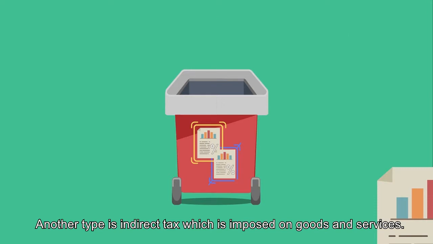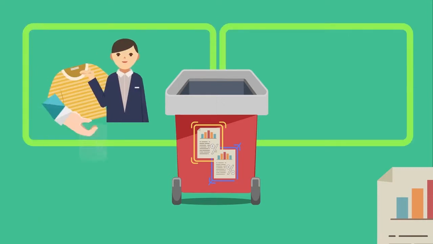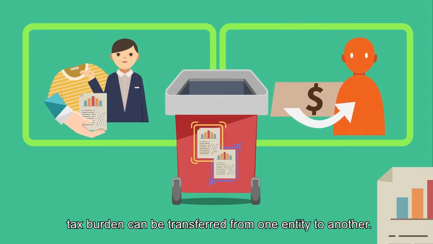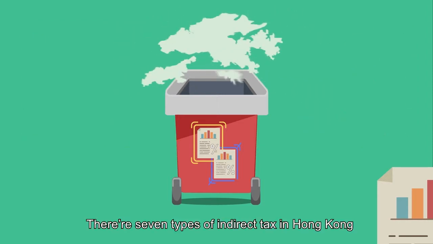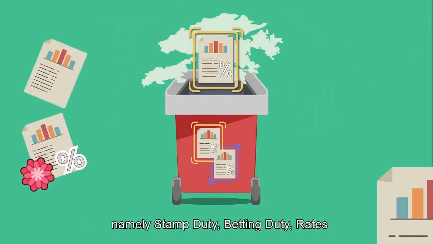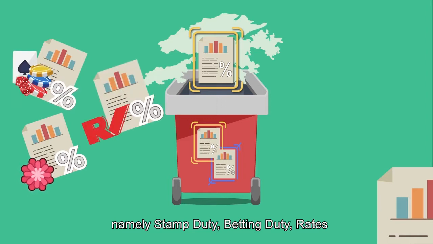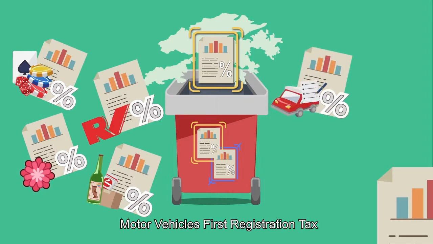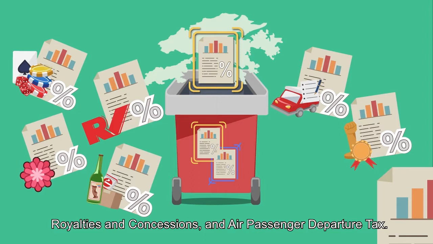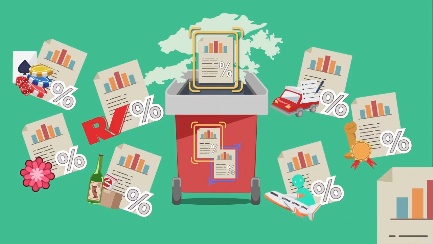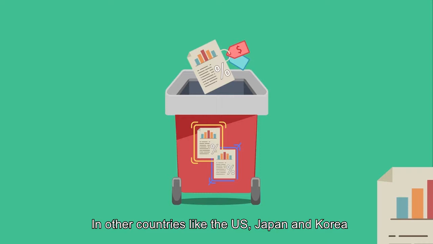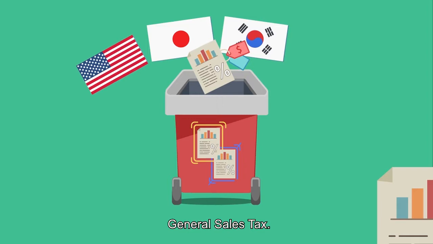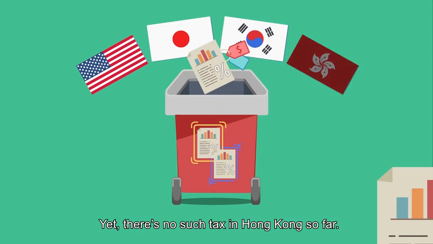Another type is indirect tax, which is imposed on goods and services. As the subjects taxed are goods and services, tax burdens can be transferred from one entity to another. There are 7 types of indirect tax in Hong Kong, namely stamp duty, betting duty, rates, duties on dutiable commodities such as tobacco, motor vehicles first registration tax, royalties and concessions, and air passenger departure tax. In other countries like the US, Japan, and Korea, you may easily find another common type of indirect tax, general sales tax, yet there's no such tax in Hong Kong so far.